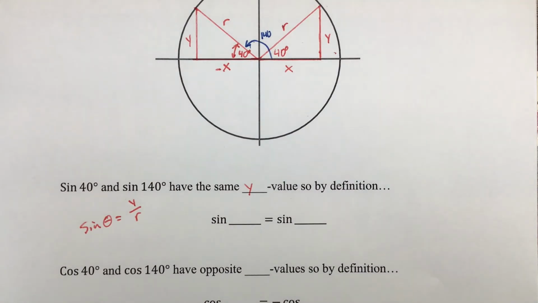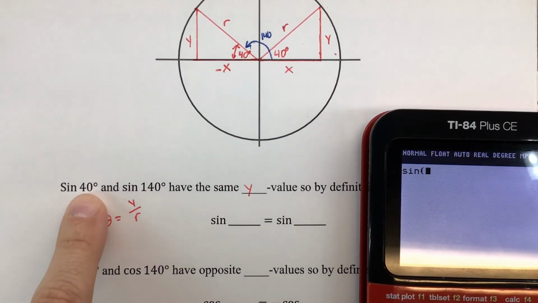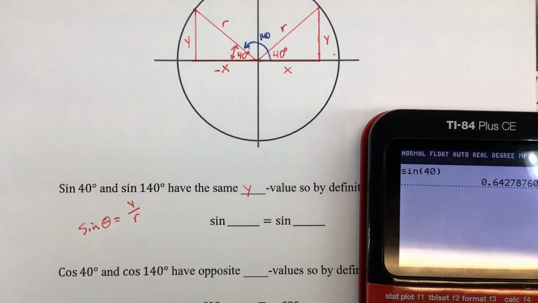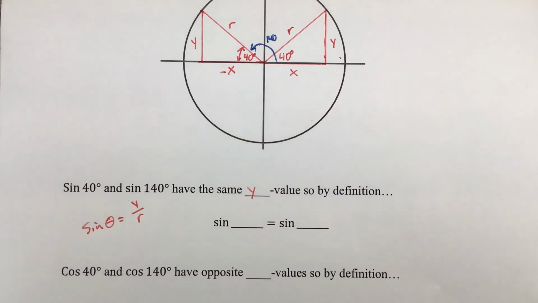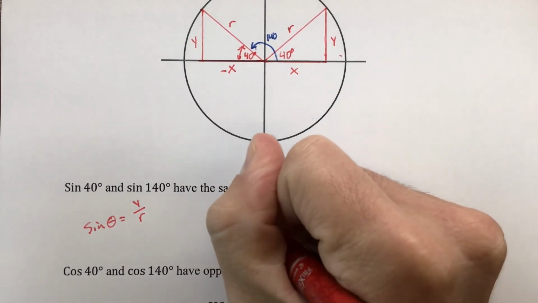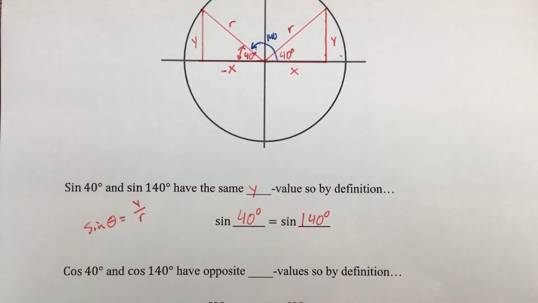So let's evaluate these in the calculator and see what that says. Let's take the sine of 40. Okay, and we get a number that we might not really recognize, but we get that number when we evaluate the sine of 40. If we evaluate the sine of 140, we get the exact same answer. And that should make sense. In the picture, they have the same y value, and they have the same radius. They have to evaluate as the same thing. Okay, so we can complete this statement: the sine of 40 degrees is the exact same thing as the sine of 140 degrees.